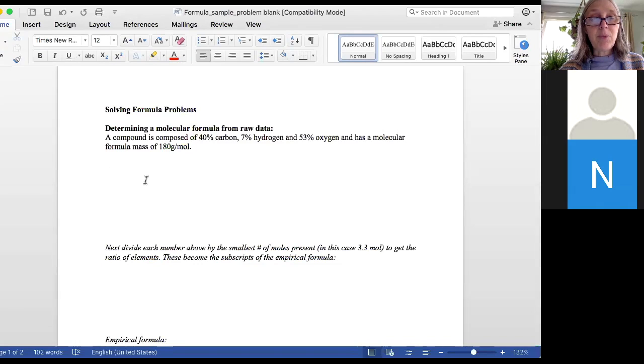Okay, so this is a sample problem. We've got a compound with 40% carbon, 7% hydrogen, and 53% oxygen, and a molecular formula mass of 180 grams per mole. We're going to figure out what it is, and it takes multiple steps. I know this is quite a challenging problem, but if you break it down into the component parts, it's not too bad. And you basically do exactly the same thing for the homework. Here it's carbon, hydrogen, oxygen, which I think is also true for the homework.